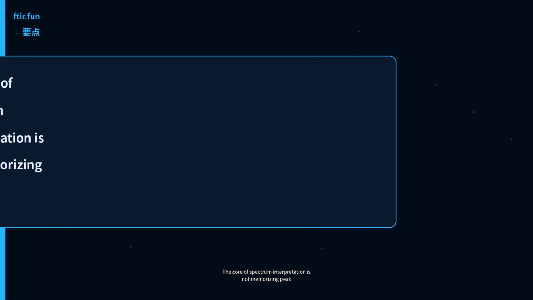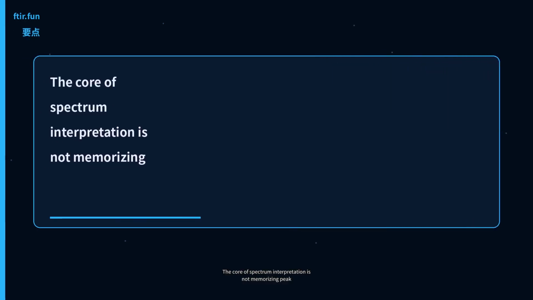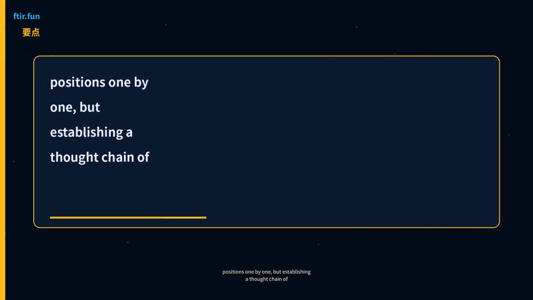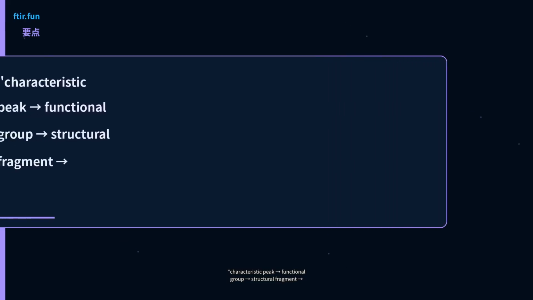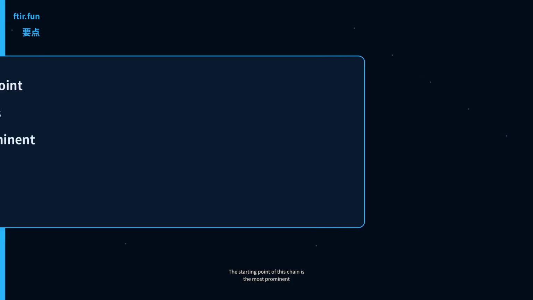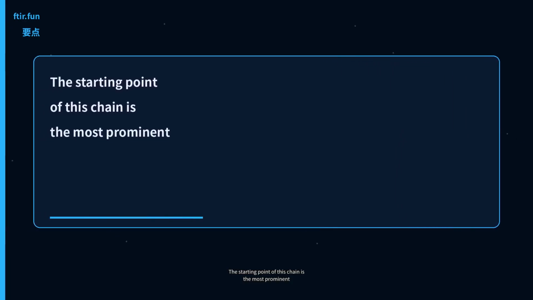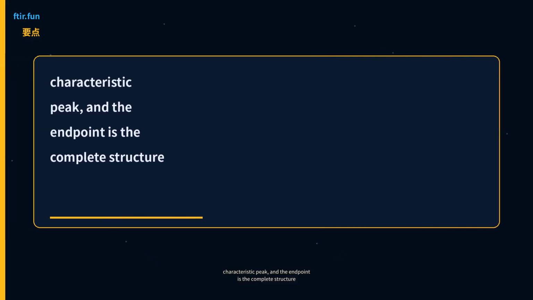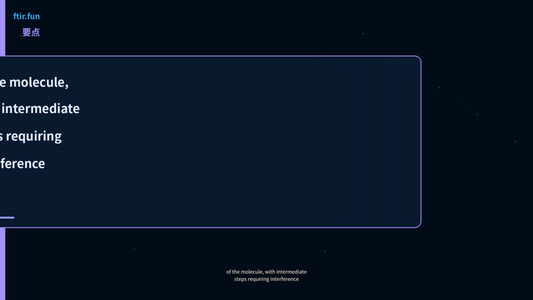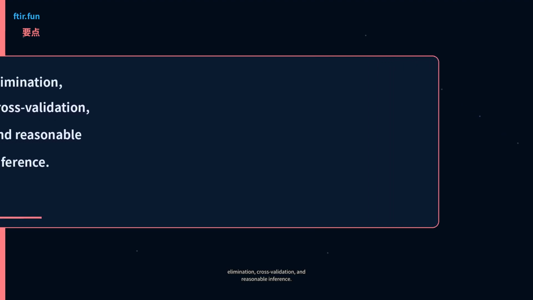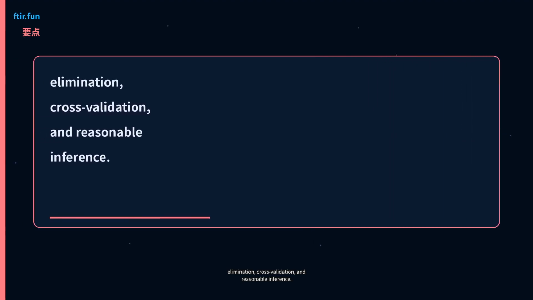The core of spectrum interpretation is not memorizing peak positions one by one, but establishing a thought chain of characteristic peak, functional group, structural fragment, entire molecule. The starting point of this chain is the most prominent characteristic peak, and the end is the complete structure of the molecule, with intermediate steps requiring interference elimination, cross-validation, and reasonable inference.